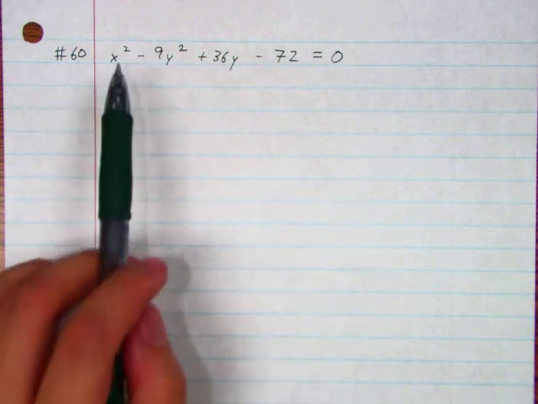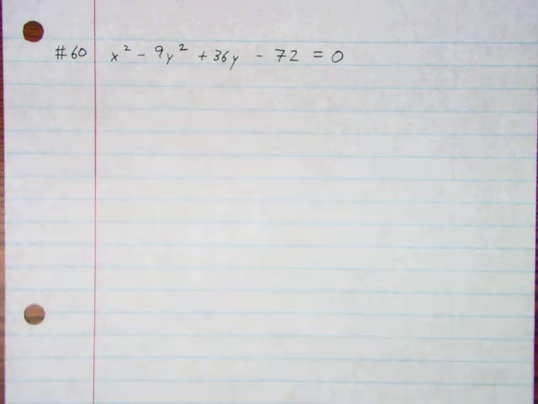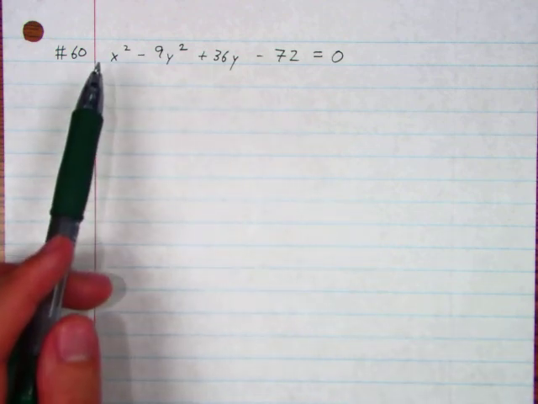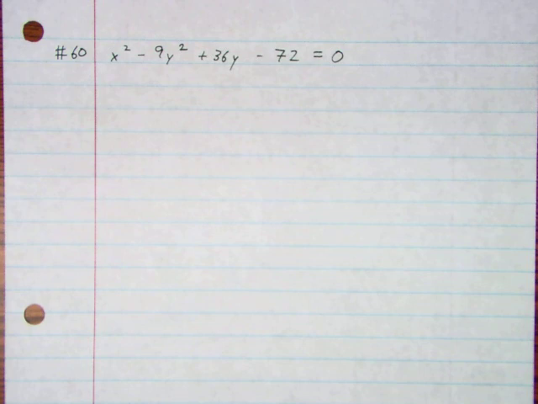Again, we have an x squared and a y squared. We know it's not a parabola. Now we're going to look at the leading coefficients. One of them is positive, one of them is negative. We know this is a hyperbola.